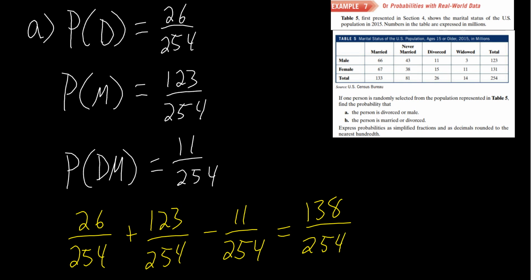Okay, so there's a 138 over 254 probability that they are divorced or male, and I bet that actually reduces. They're both even, so we got 69 over 127. And does 3 go? No, 3 didn't go into 127. All right, so that is that probability for A. And let's do B.